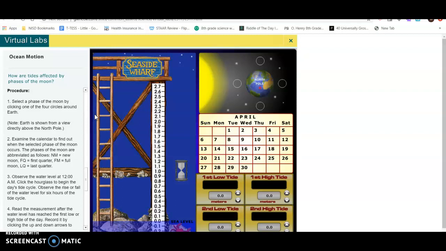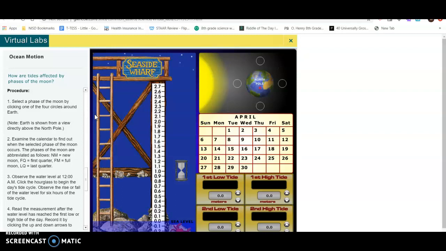The phases of the moon are abbreviated as follows: NM standing for new moon, FQ standing for first quarter, FM for full moon, and LQ for last quarter. You'll observe the water level at 12 a.m. Click the hourglass to begin the day's tide cycle. Observe the rise or fall of the water level for 6 hours of the tide cycle.